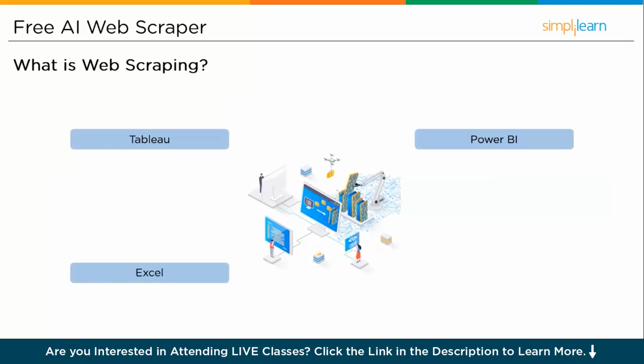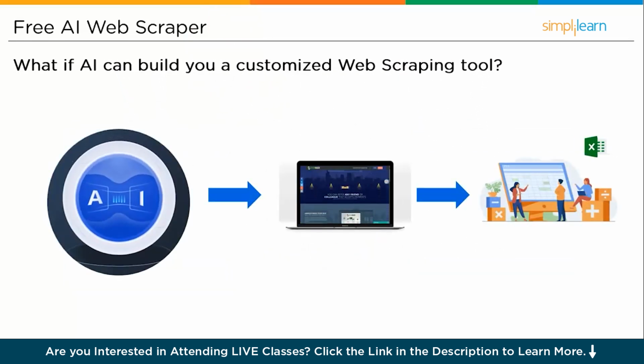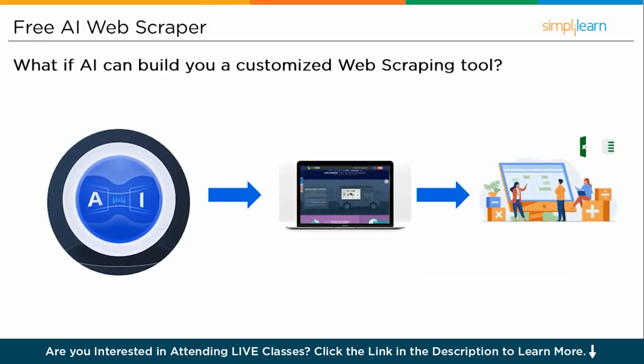For example, Tableau, Power BI, Excel, and many more, they used to have an API attachment or they used to have a connection established with websites and they used to scroll over the web page and then extract the HTML content. But what if you had to build your own? It would be a time-taking task, but with AI, it is really simple.